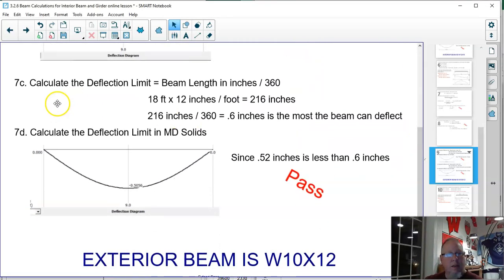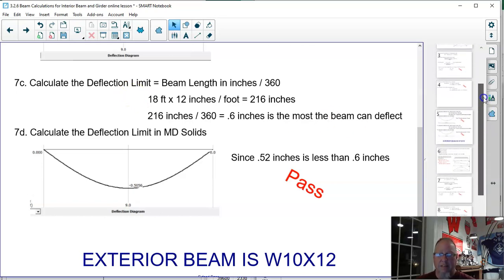One more time. Down here I'm going to calculate the deflection limit. This time I'm dividing by 360. So when I calculate the deflection limit and divide by 360, I got 0.6. I do need to build this beam in MD Solids. Now the big difference when we're doing this is the live load, not the total load. So the live load was 66% of the total load, and 66% of 500 is 344.